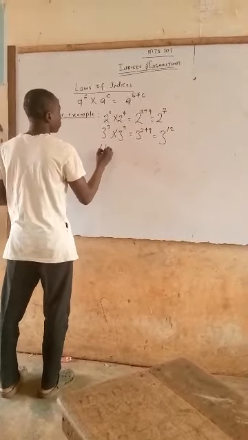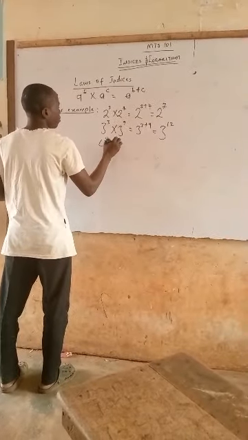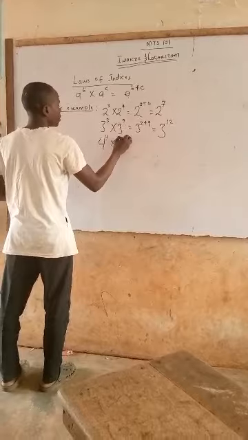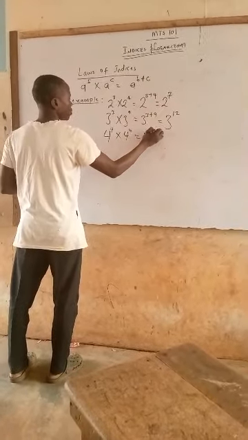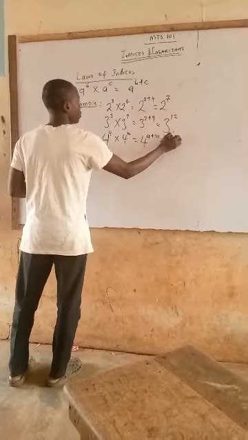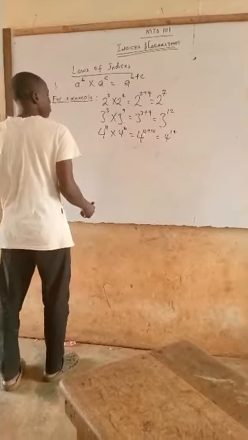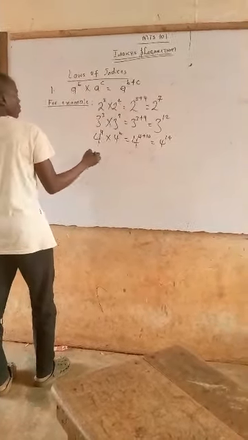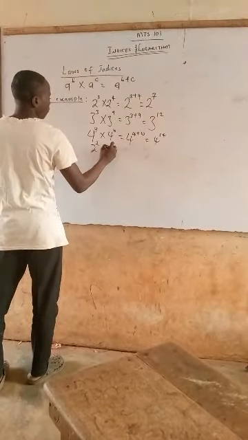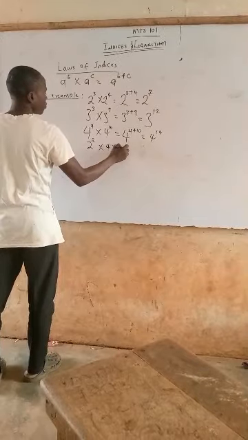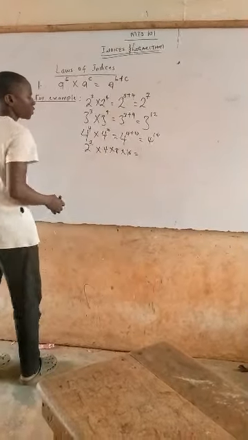What if you have 4 raised to the power of 4 multiplied by 4 raised to the power of 10? This is going to give us 4 raised to the power of 4 plus 10, which is equal to 4 raised to the power of 14. And what if you have 2 squared multiplied by 4 multiplied by 8 multiplied by 16? What is it going to give us?